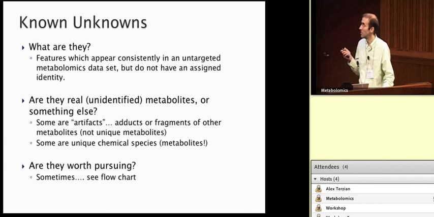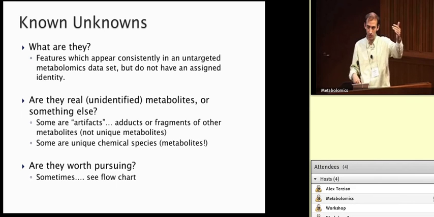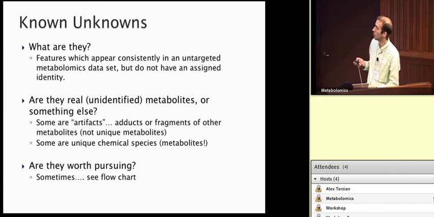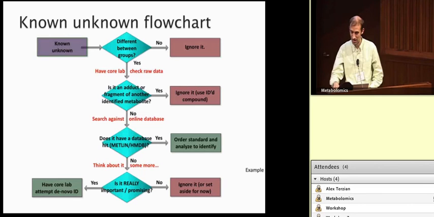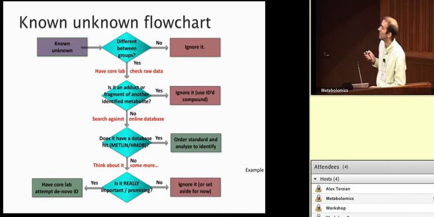So the question is, are they worth pursuing? Obviously it would be great if we had a list with all 1,400 of these things where we could tell you exactly what all of them are, but we don't always have that luxury. The answer to whether they're worth pursuing is, sometimes they're worth pursuing. I have a handy dandy flow chart which sort of describes our thought process on how you might go about figuring out what to do with these guys.